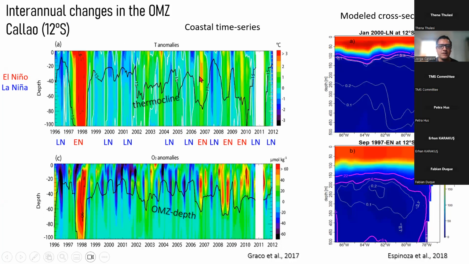We have in this panel the anomalies of temperature for the first 100 meters, and this line indicates the thermocline. In colors are the anomalies of temperature. So here we have the extreme El Niño in 1997, 1998. And we can see how the thermocline deepens accordingly to these oxygenation events. The opposite happens during La Niña, for example, in this year.